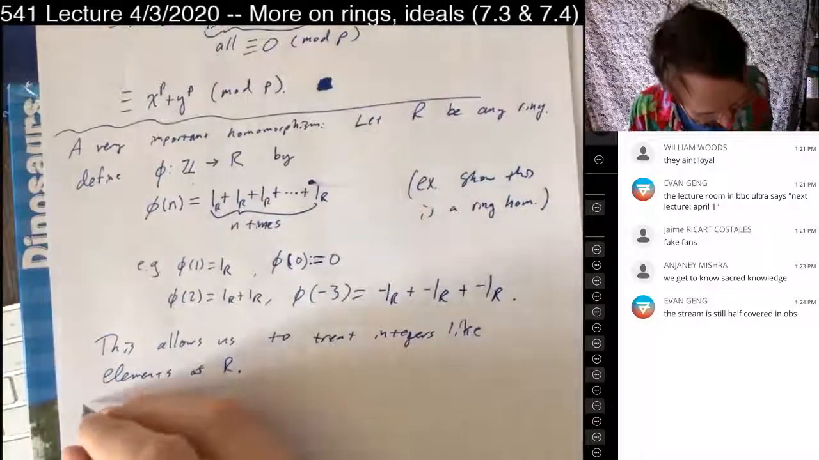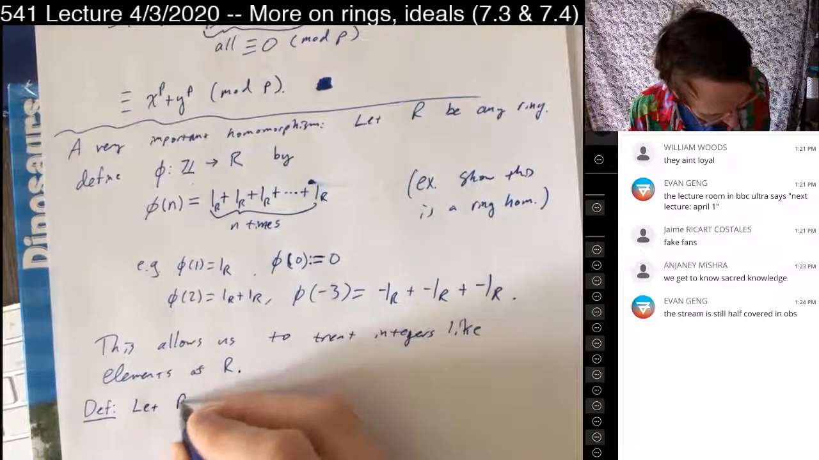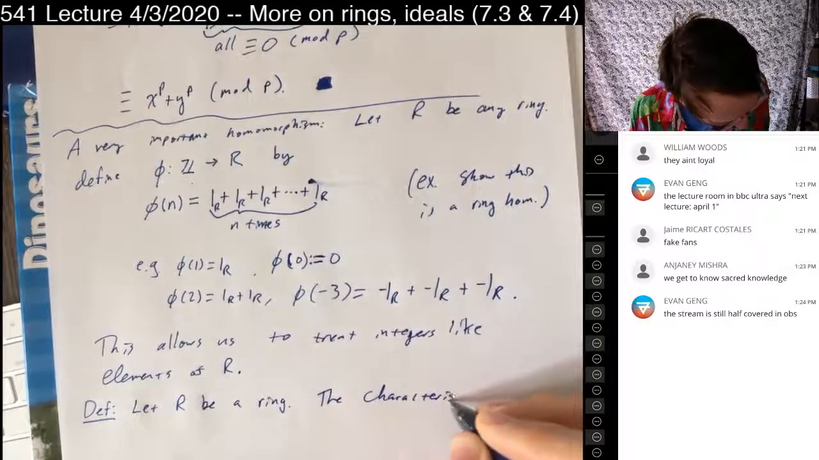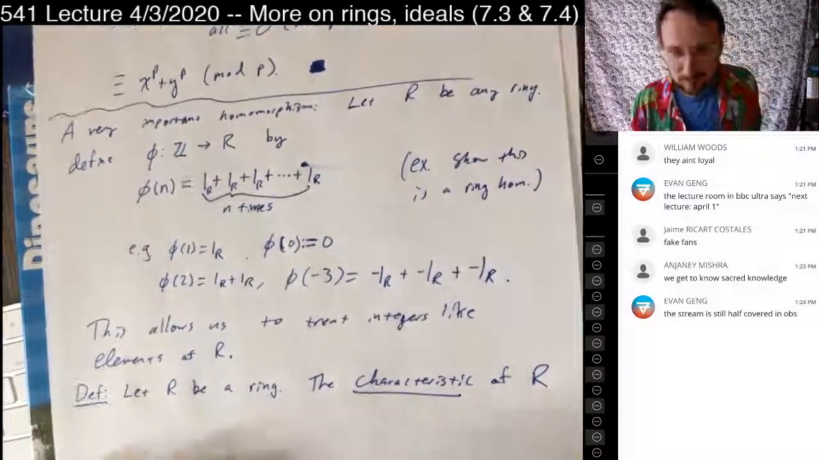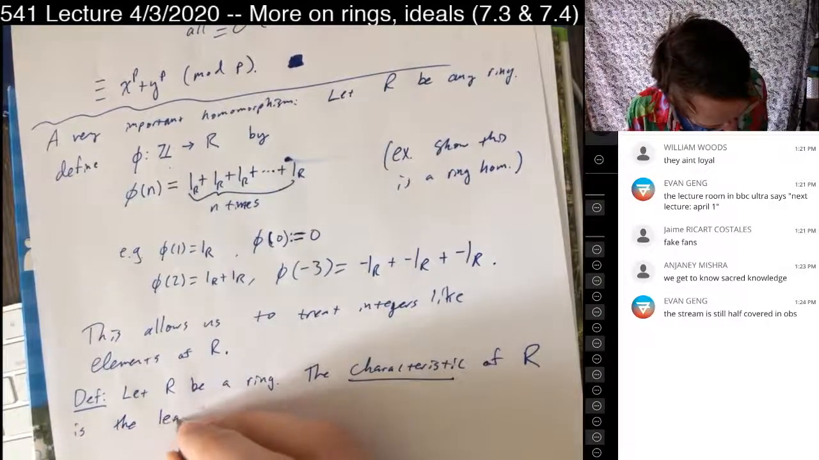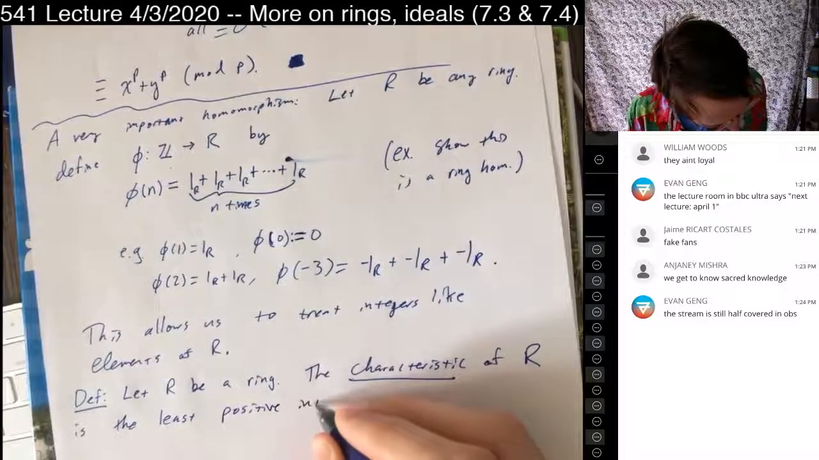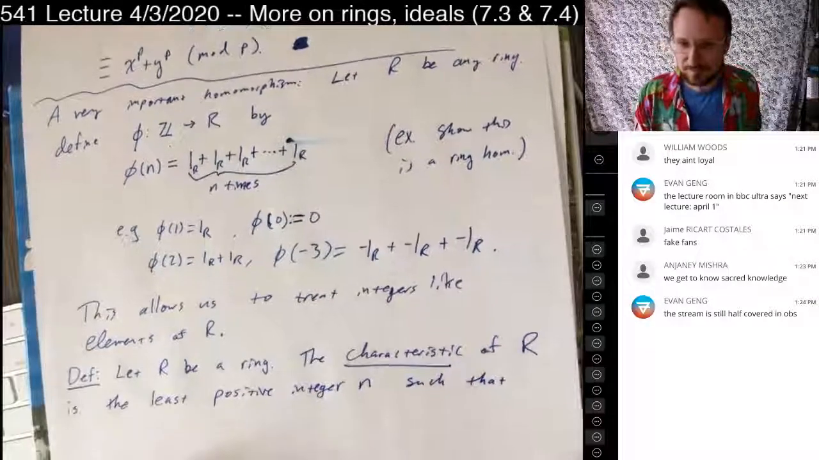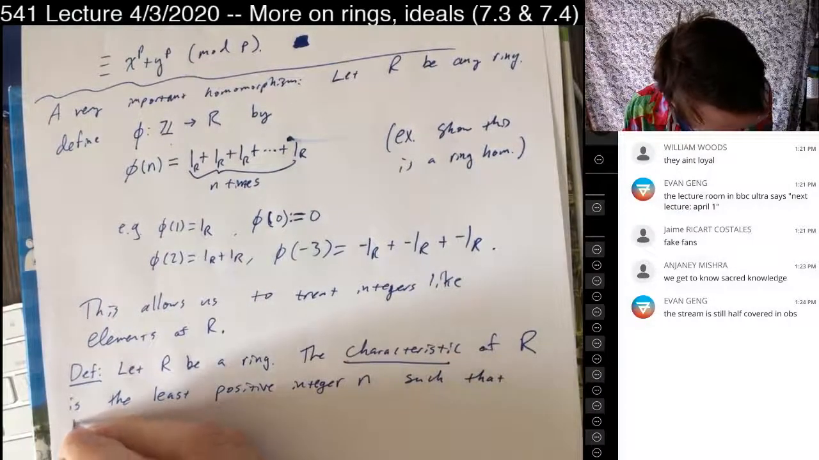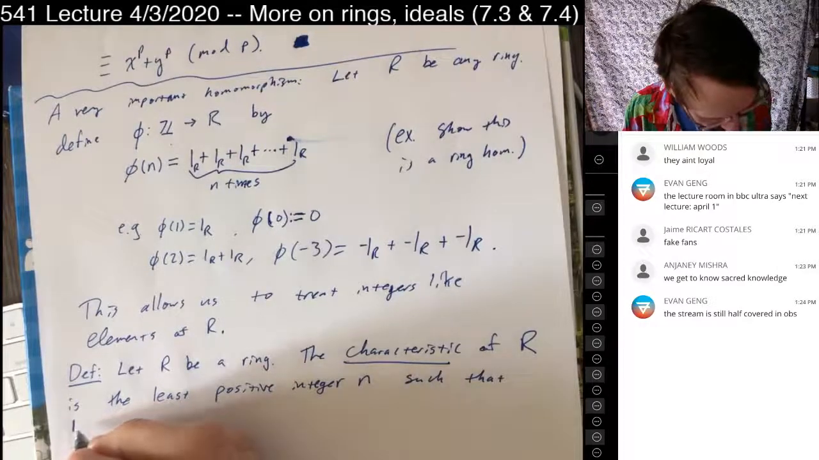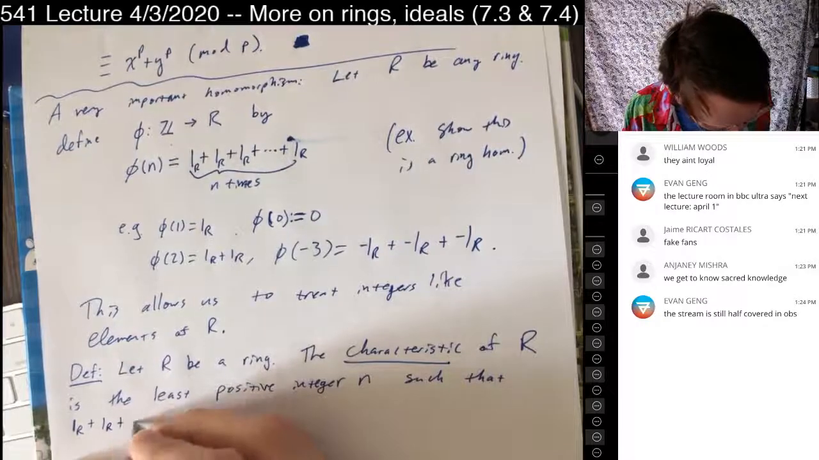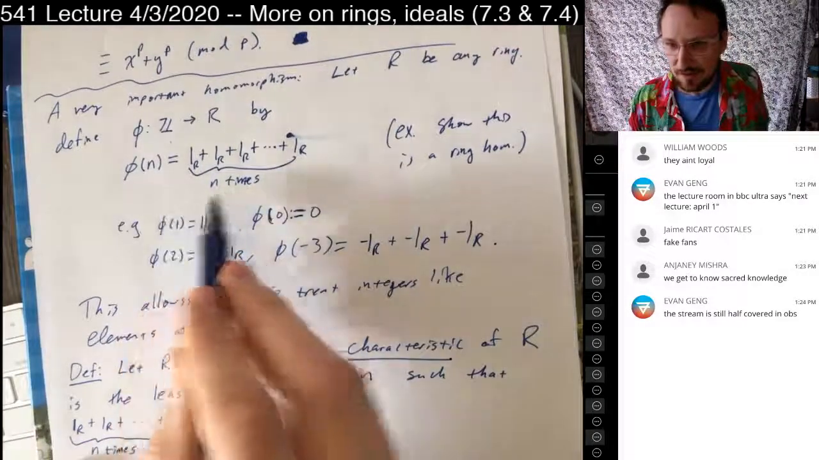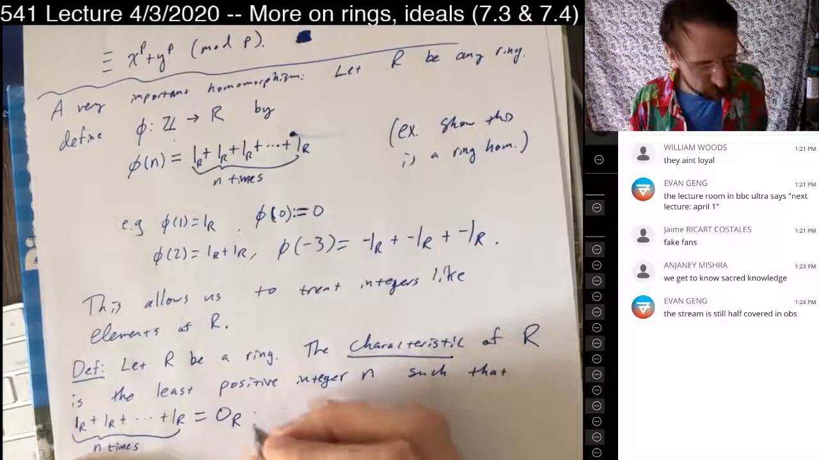But now, let me give a definition. Let R be a ring. The characteristic of R is the least positive integer n such that 1r plus 1r plus, n times, in other words, the output of this function here, is equal to the zero element of the ring.